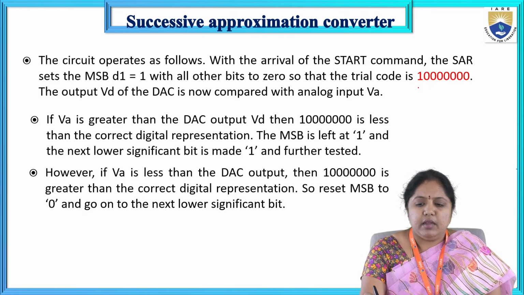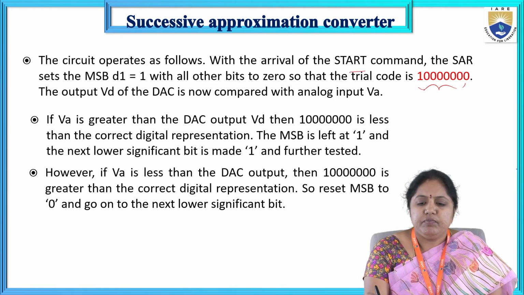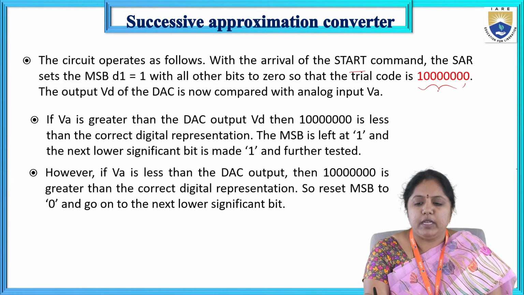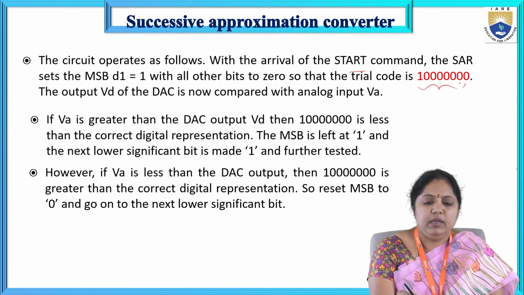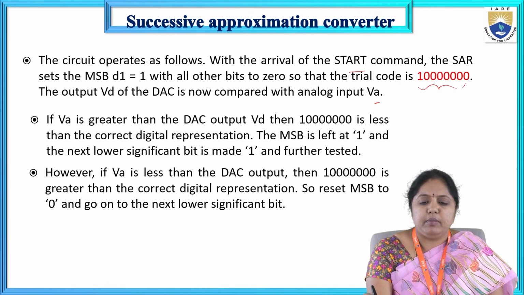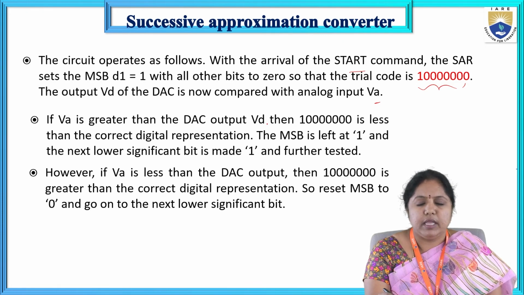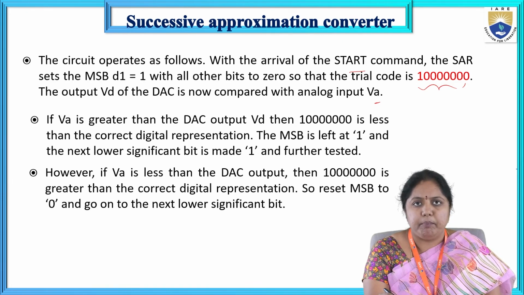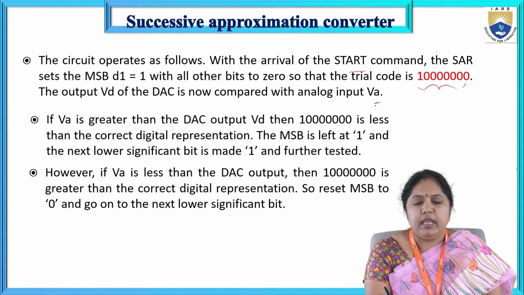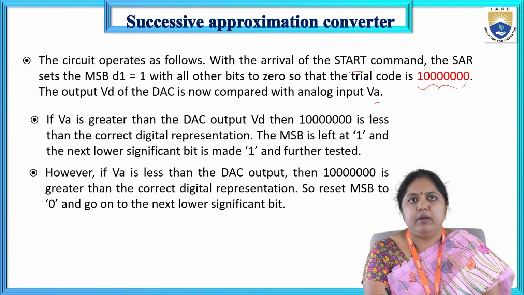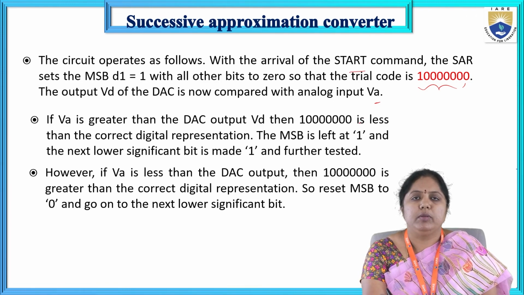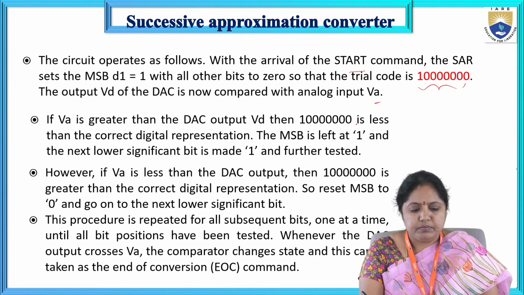So initially, when the start of conversion command comes into the picture, the SAR will make the DAC generate the output value 10000. For this, the DAC will set the equivalent: the digital input is converted into analog output. The analog output is given as an input for the comparator. Another input for the comparator is the analog input VA. VA is compared with VD, and the successive approximation register will carry out the trial and error process.